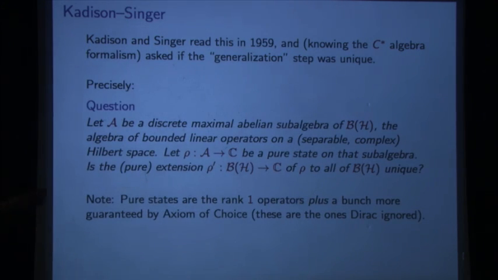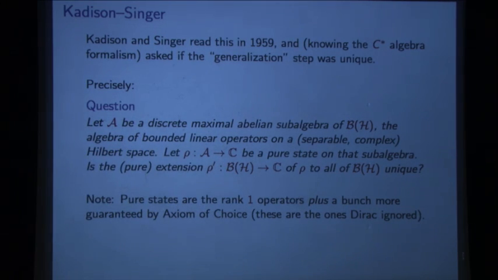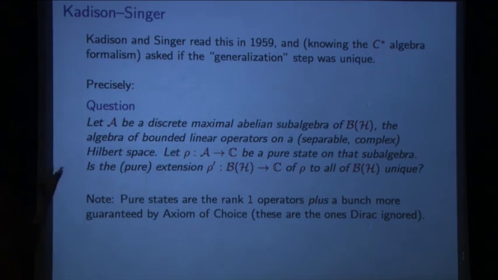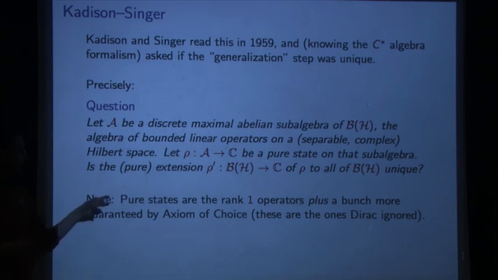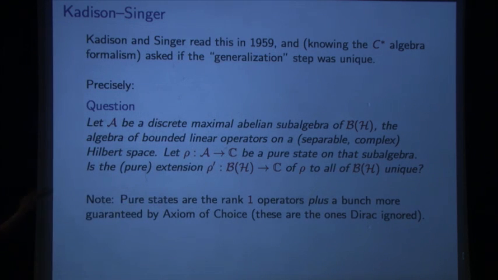And their precise question is this. If A is a discrete maximal abelian subalgebra, the discrete is important, of the bounded linear operators on a separable complex Hilbert space, and rho is a pure state on that subalgebra, is the extension, which if you start with a pure state, the extension will be pure, of rho to rho prime, is that unique? And the pure states here are the rank 1 operators, plus it turns out a bunch more.